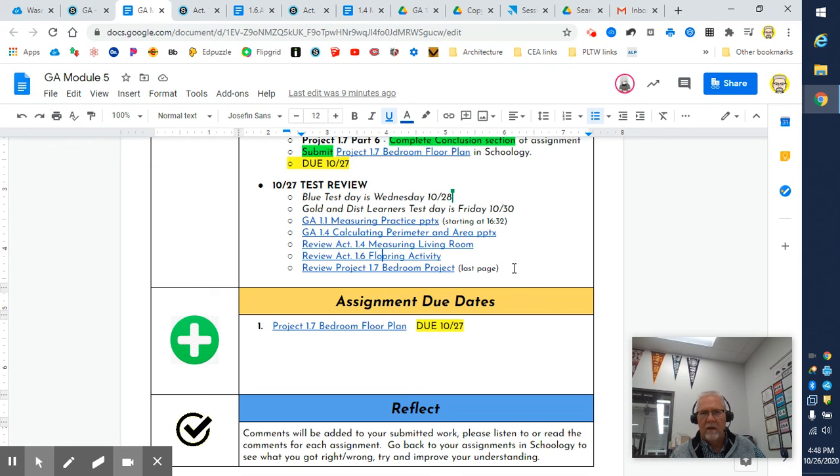For those that are distance learning, you will have a window on Friday between 1 and 3 p.m. to take the test. That is your review for your unit test, basically covering all the things we've talked about so far. Reading floor plans, architectural measurement to decimal feet, area, perimeter, all of the above.